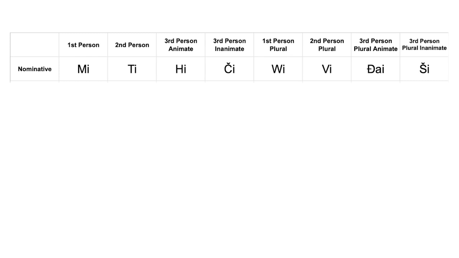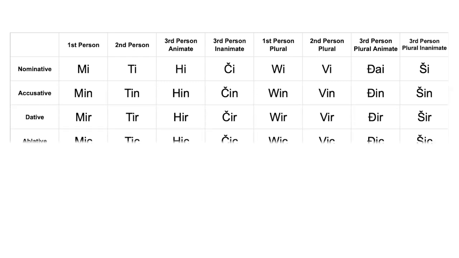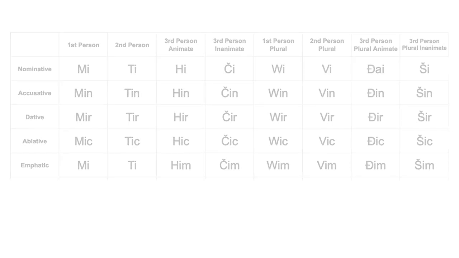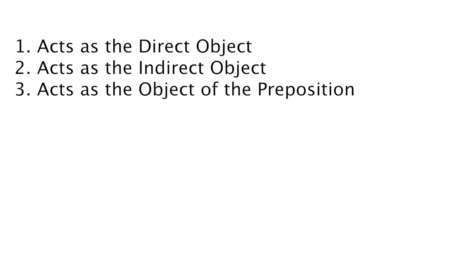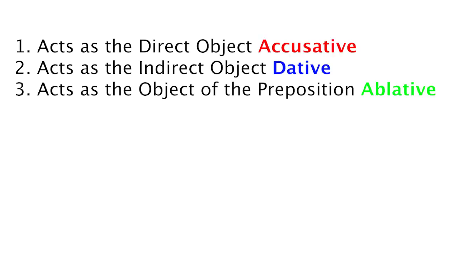The pronouns on screen are nominative, which means they act as the subject of the sentence. If the pronoun acts in a different way, it needs to take a different case. There are 4 versions of the objective case in my language. In English, the objective case is used if either the pronoun acts as the direct object, acts as the indirect object, or acts as the object of the preposition. In my language, each of these gains its own case.